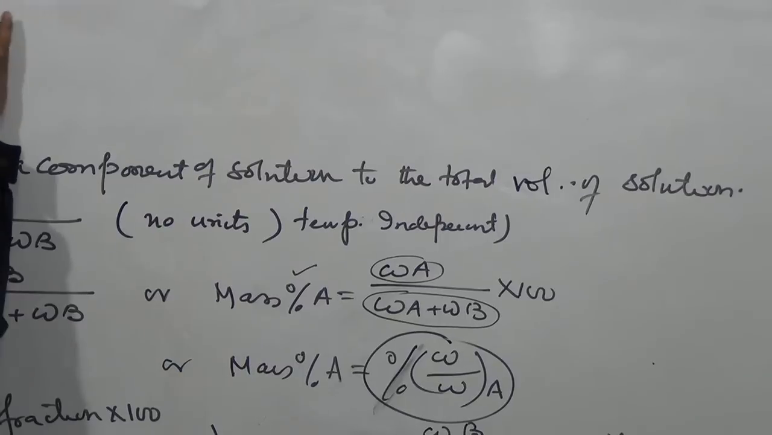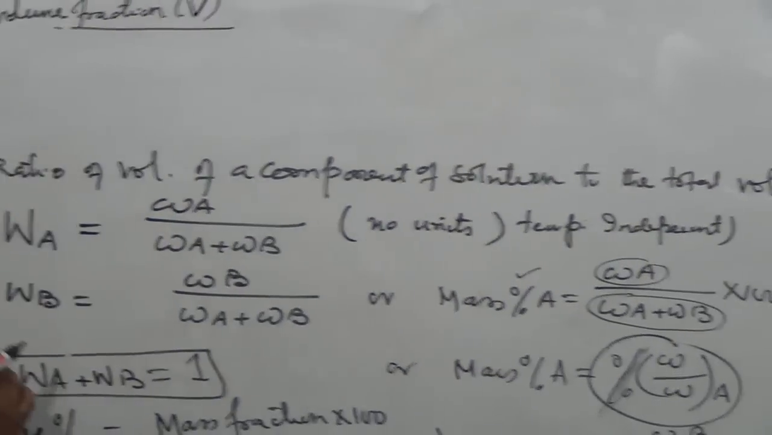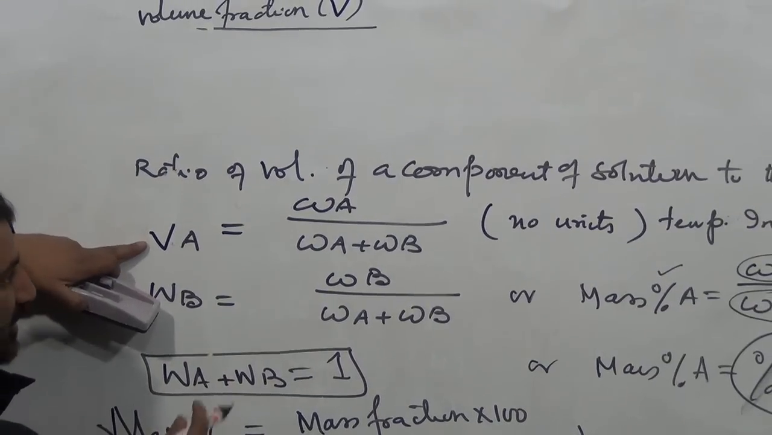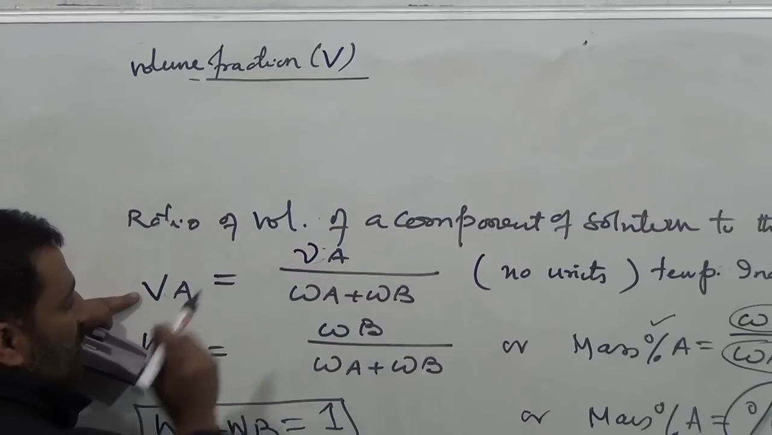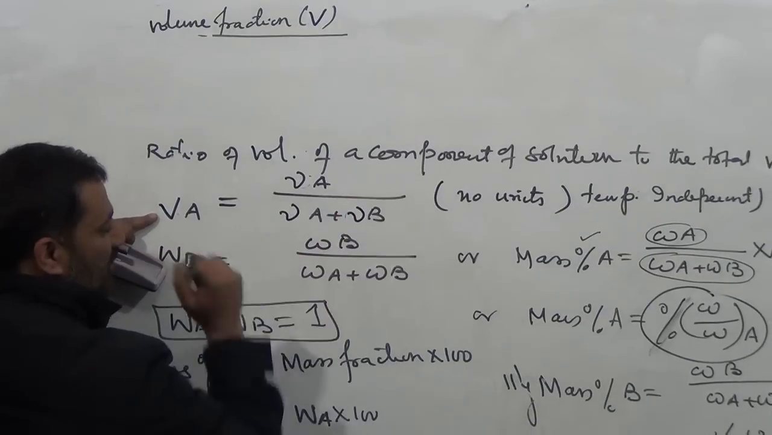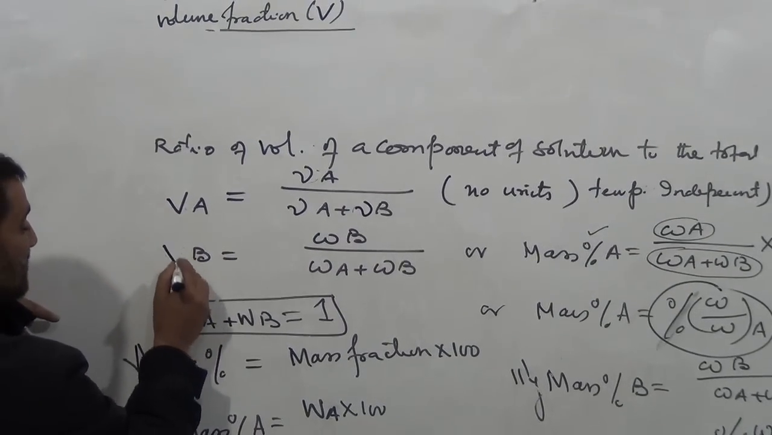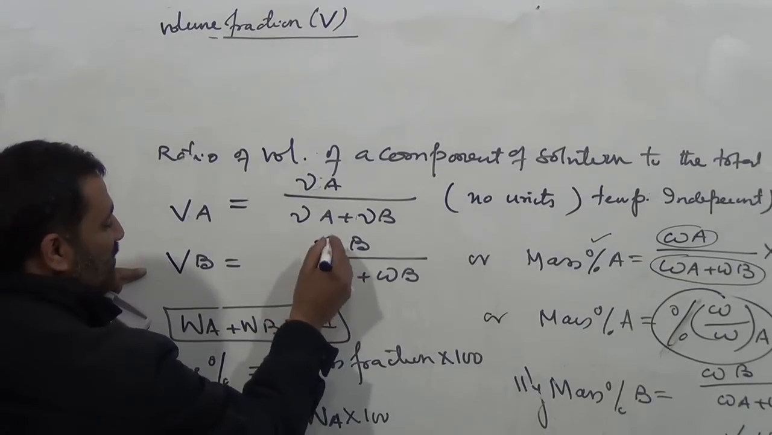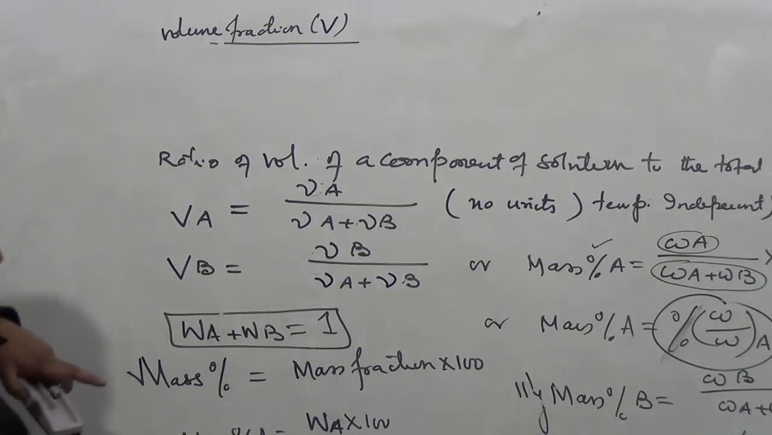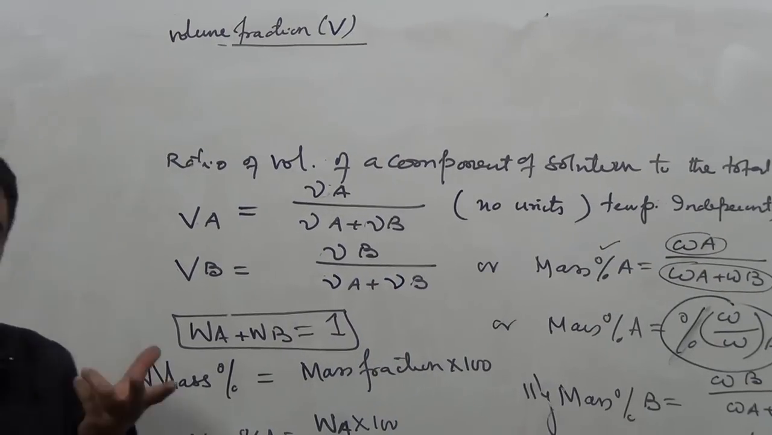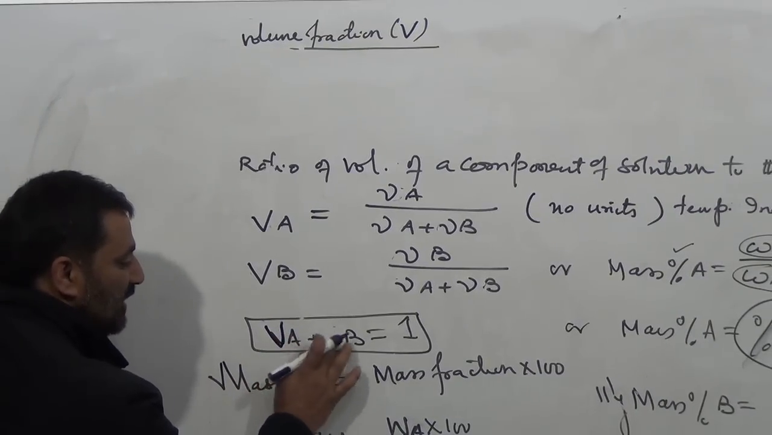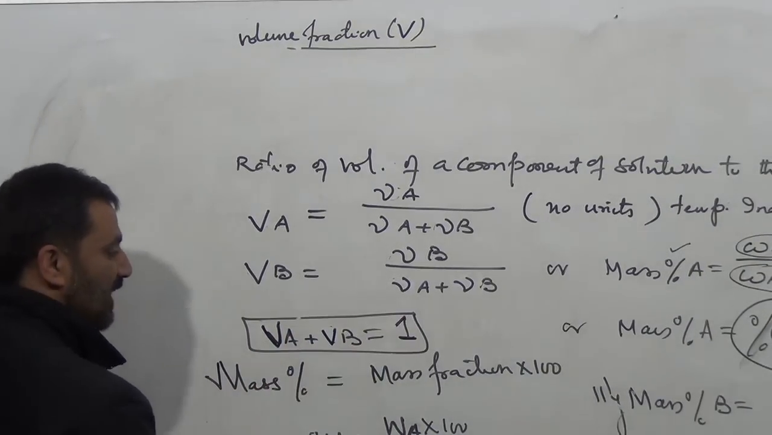This volume fraction is denoted by capital V. So if I replace this capital W by capital V, it will become volume fraction is equal to volume of A divided by volume of A plus volume of B. Similarly for WB, it is VB here. It is volume of B divided by volume of A plus volume of B. So the sum of different ratios is always equal to 1. So I can write here volume fraction of A plus volume fraction of B is equal to 1.